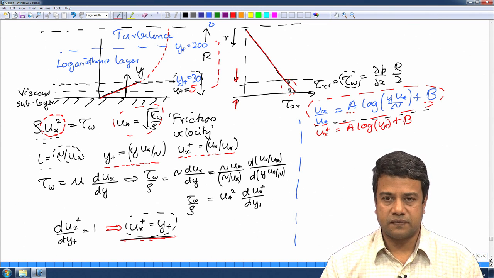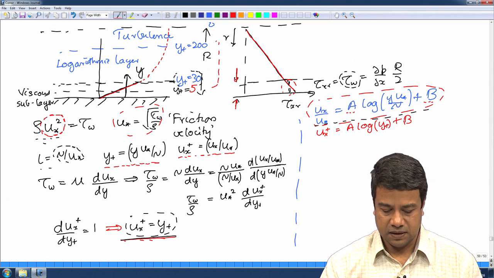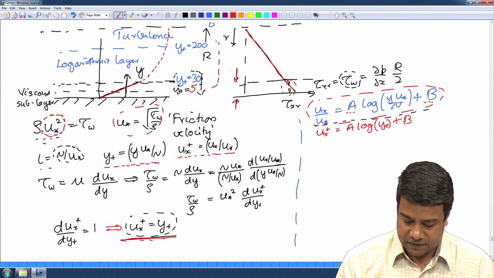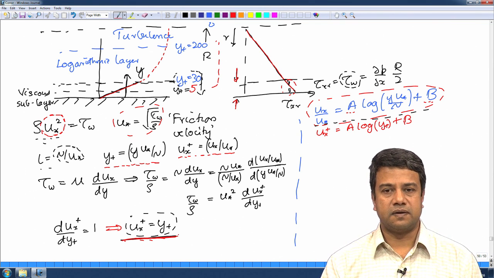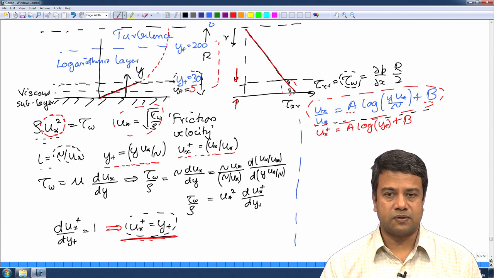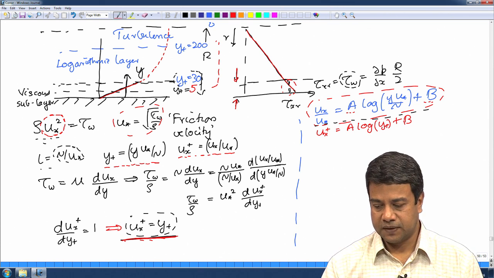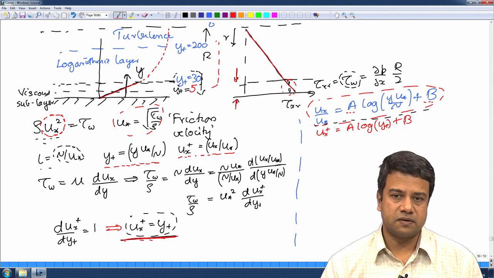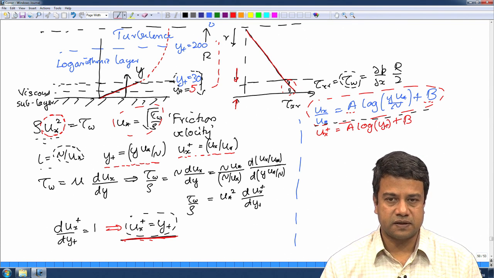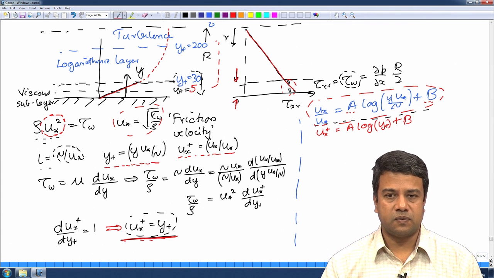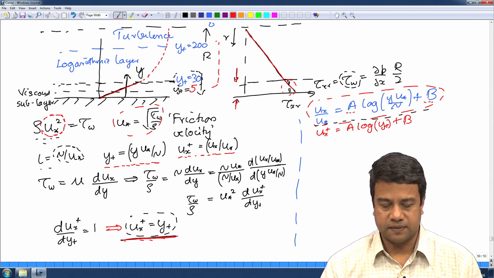Within this region, the relevant parameter is the shear stress, and from that we get the velocity scale as the friction velocity. And if I scale the velocity by the friction velocity, the velocity gradient is just equal to 1 when the coordinate is scaled in wall units. The wall unit is of course the ratio of the kinematic viscosity and the friction velocity, because these are the only two parameters that are important in this region.